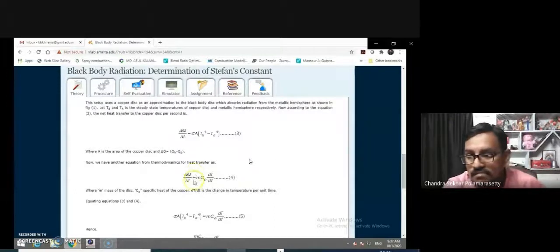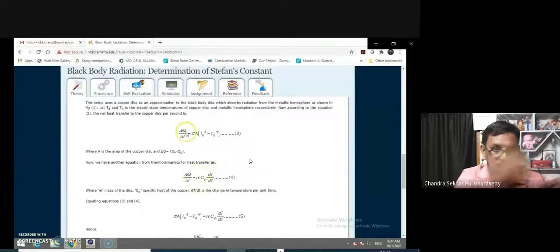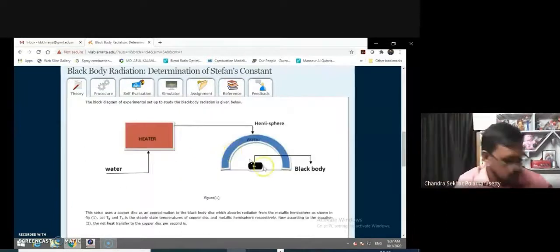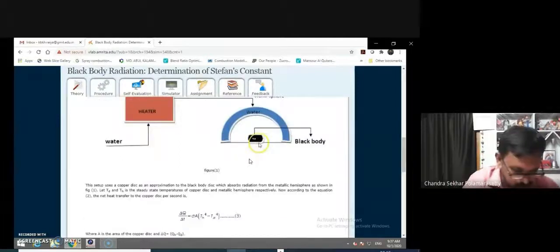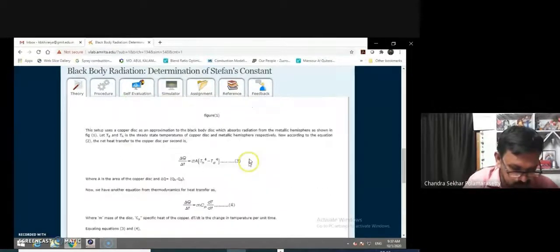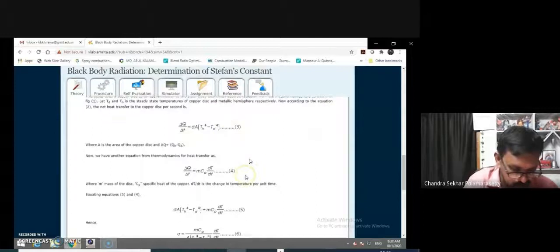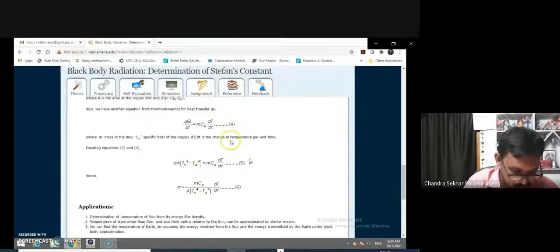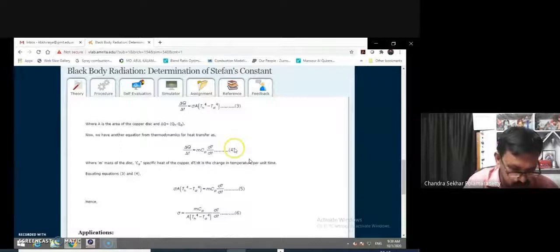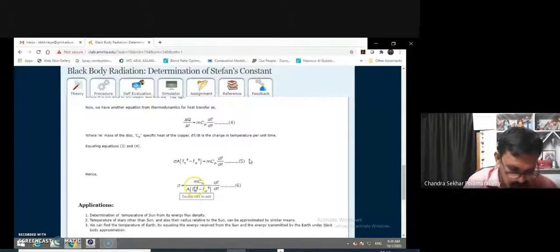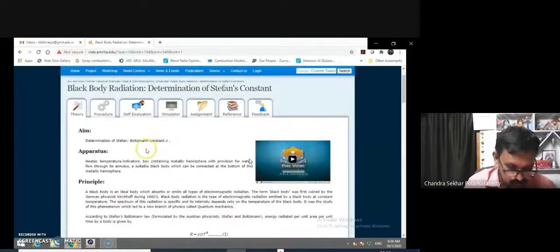So this is the heat which is supplied, and the temperature increase is calculated using the formula m Cp delta T. Now we know that the heat transfer by radiation from the hemisphere to the black body equals the energy stored in the black body. And that's why we compare equations number 3 and 4. Based on the comparison of equations 3 and 4, we make sigma the subject. Using m into Cp divided by A into Th to the power 4 minus Tb to the power 4, into dT by dt, that formula is useful to calculate the Stefan-Boltzmann constant.